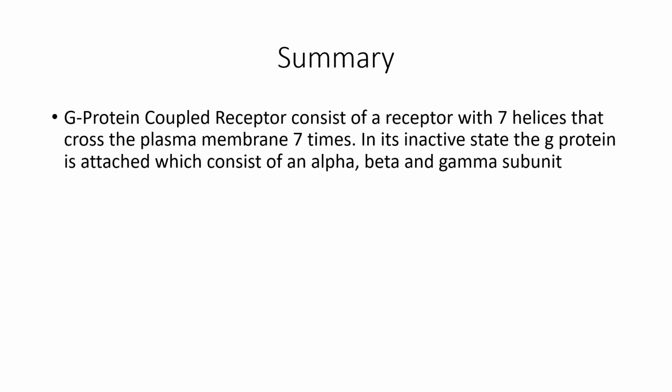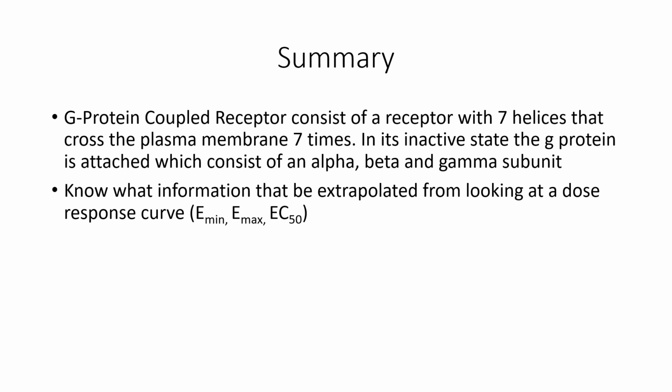In summary, there are three ideas I hope you learned from this video. G-protein coupled receptors consist of a receptor with 7 helices that cross the plasma membrane 7 times. In their inactive state, the G-protein is attached to the receptor, which consists of an alpha, beta, and gamma subunit. It's only when a ligand attaches to the G-protein coupled receptor that the G-protein can separate from the receptor, which causes it to have cellular signaling responses and produce drug-like effects.